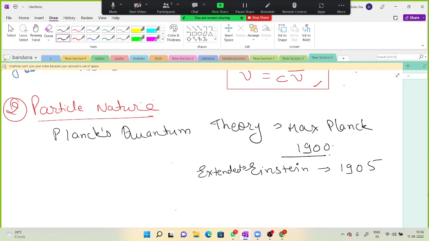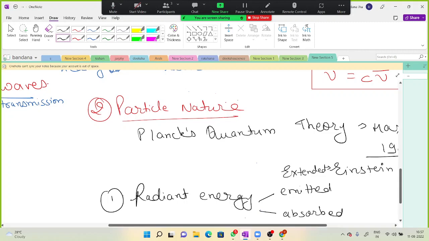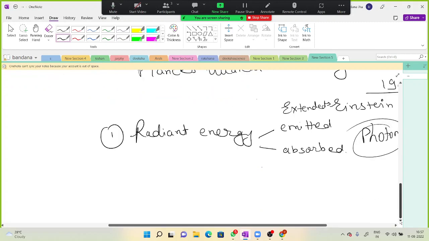Now, according to Planck's quantum theory, the radiant energy is either emitted or absorbed. But that emission and absorption is not continuous, but discontinuous, in the form of very small packets of energy, which are known as quanta. This thing we have already done. In the case of light, we have a very small quantum of energy, which is known as a photon. We have studied all these things.